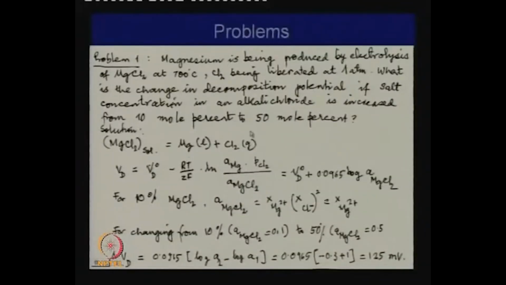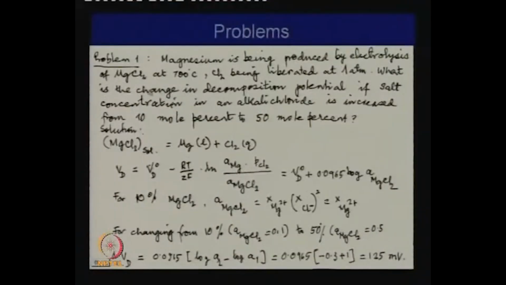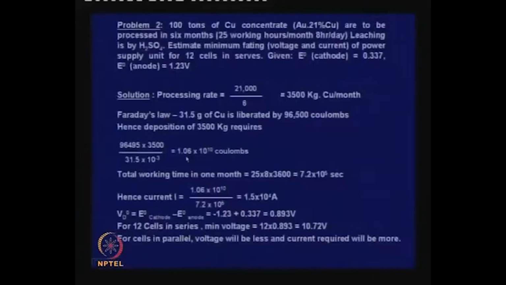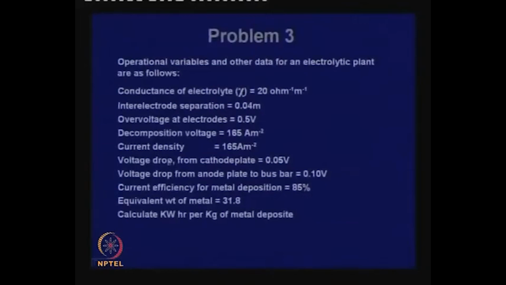Why is it important? Because in a given cell we are fixed. How do we increase the productivity? For that, a couple of methods are available. We can rearrange the electrodes in various manners, or you can use a fluidized bed cathode, where the effective surface area of the cathode becomes much larger. I have shown a figure of that. Before that, I have given one or two simple problems, one for fused salt electrolysis, one for aqueous electrolysis.